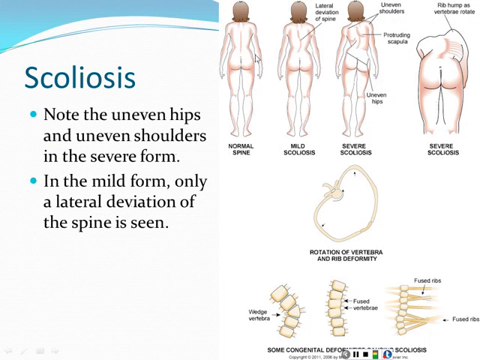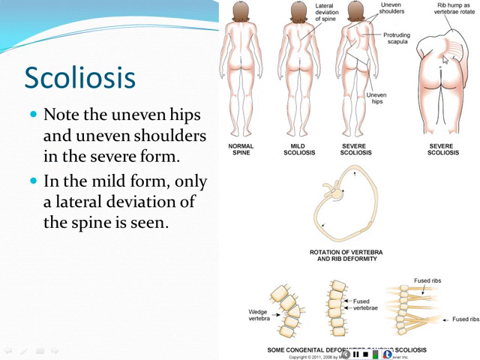So what does that look like? Here's the normal spine, that's nice and straight. Mild scoliosis, the hips and shoulders are level. You know, there's no angle here or here, but when you look at the back, you can see this curvature. And then in severe scoliosis, you'll have uneven shoulders and or uneven hips because you've got this major curve here.